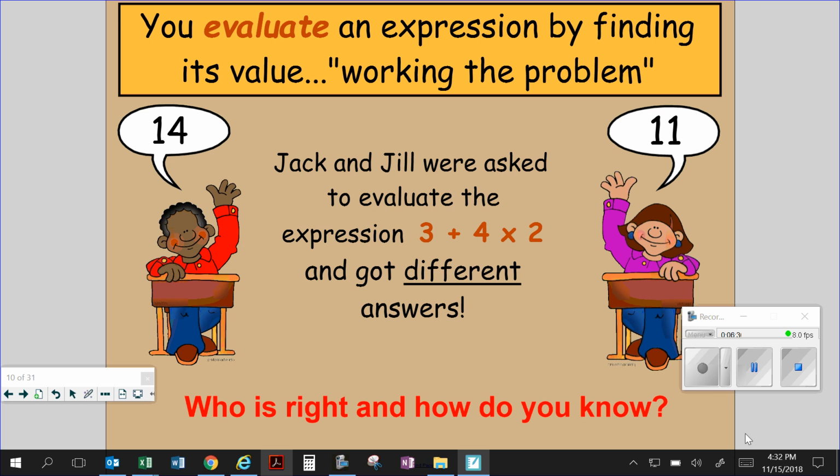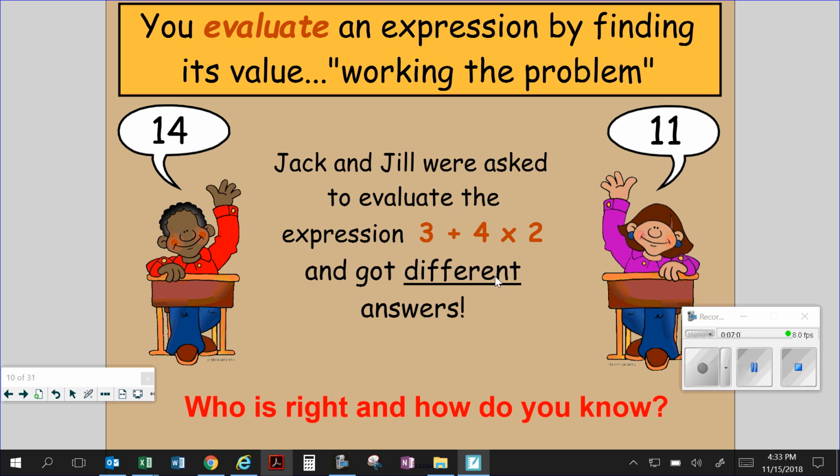So you evaluate an expression by finding its value. That means, in other words, you're just going to work out the problem, like going to the gym or something. Jack and Jill were asked to evaluate, or work out, the problem 3 plus 4 times 2, and they both got different answers. So you are going to determine who is right. Is Jack right or Jill? Who is right and how do you know? So write this in your notes.